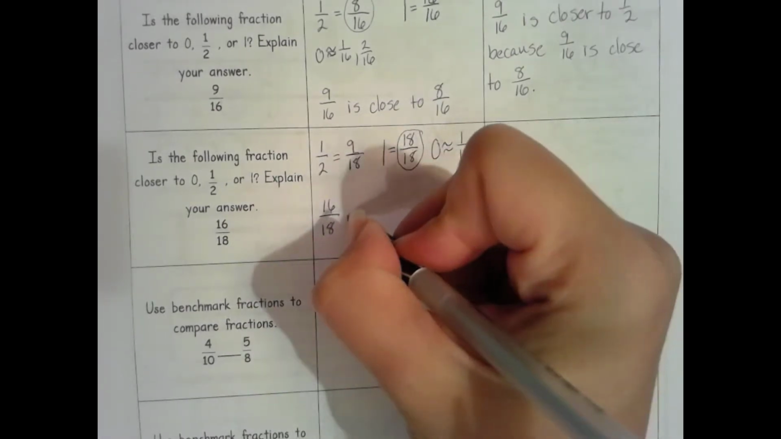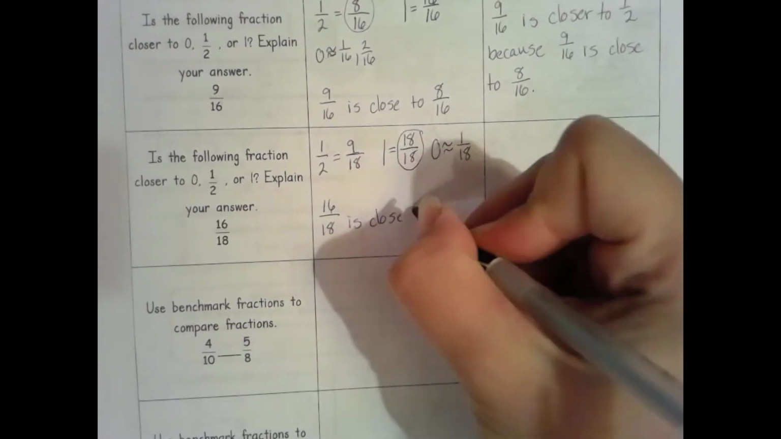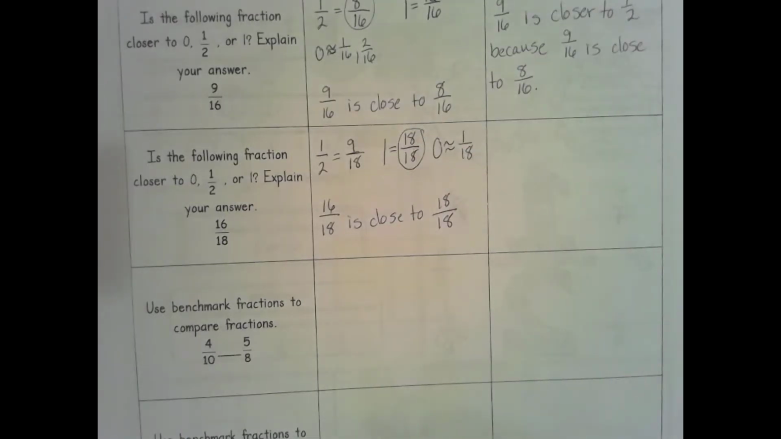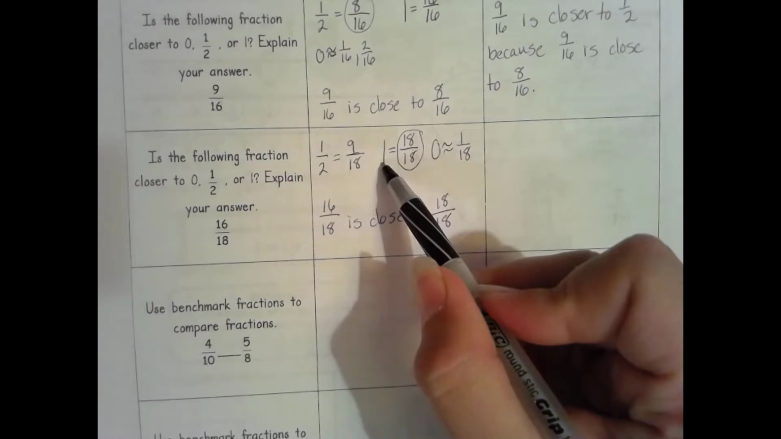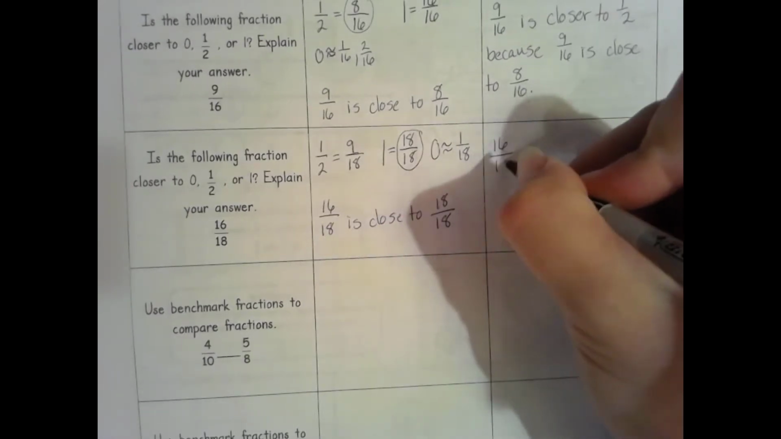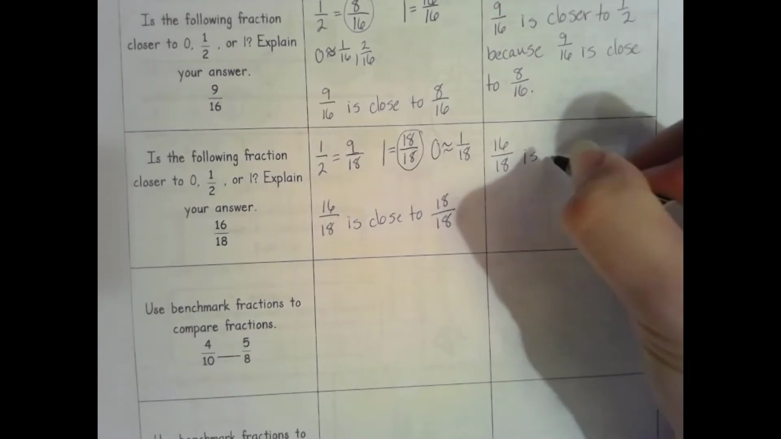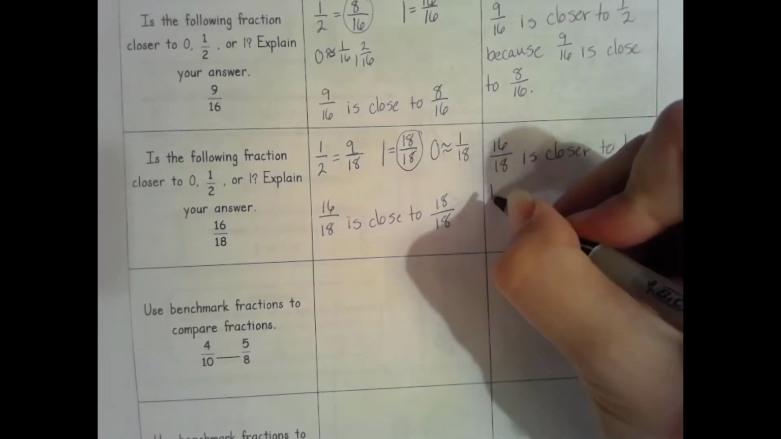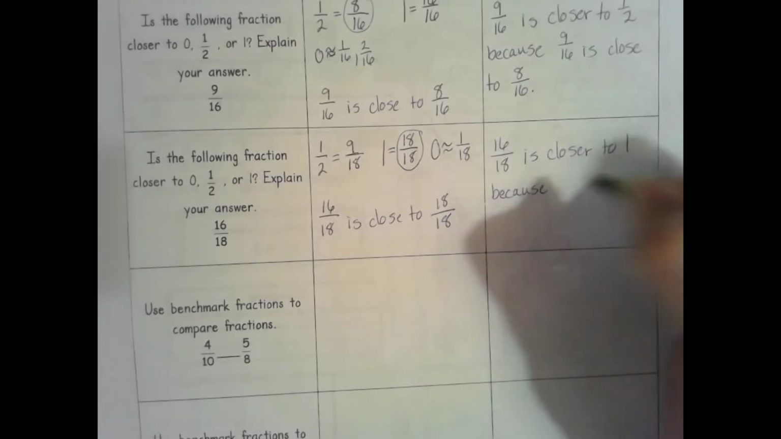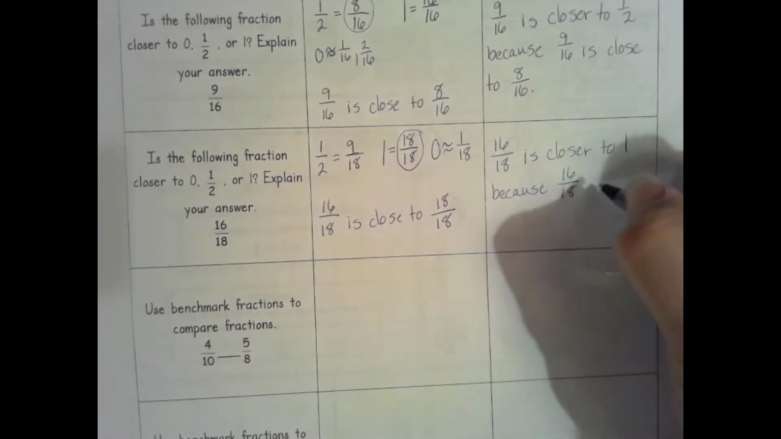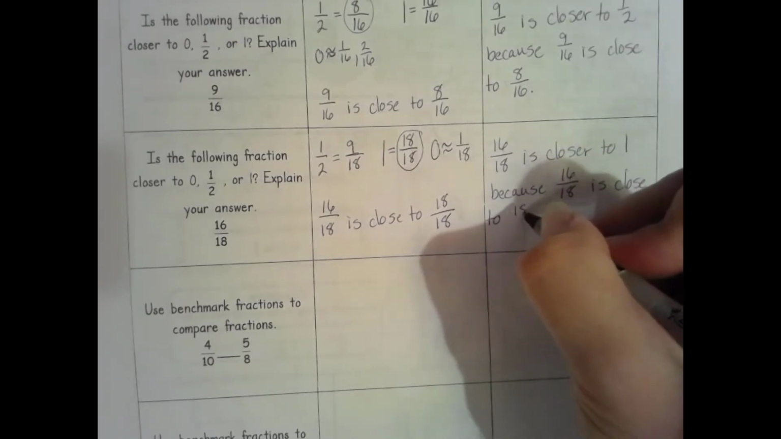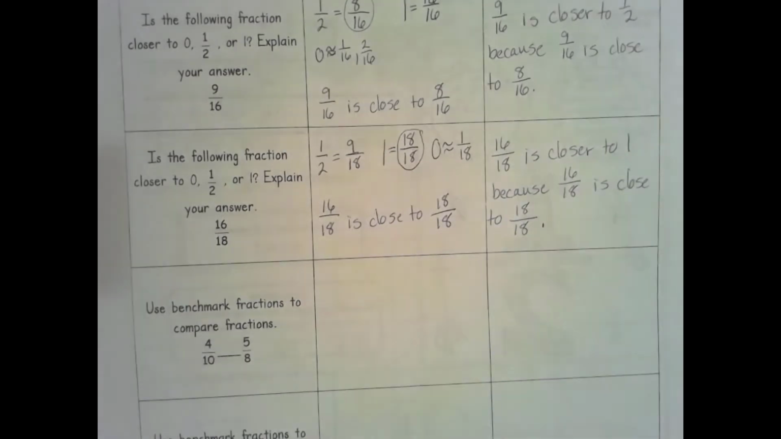16/18 is close to 18/18. So that means it is closer to 1. 16/18 is closer to 1 because, this is our explain part, 16/18 is close to 18/18, and 18/18 is 1 whole thing filled in.